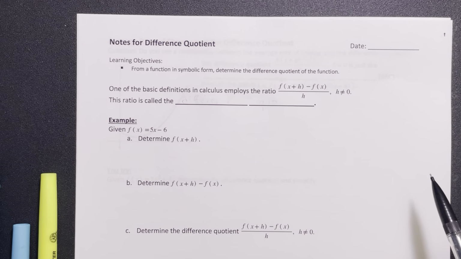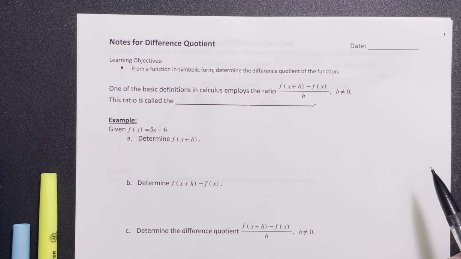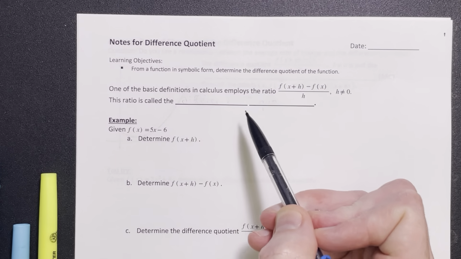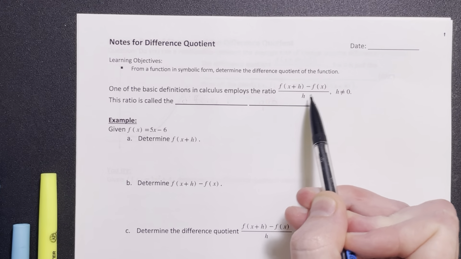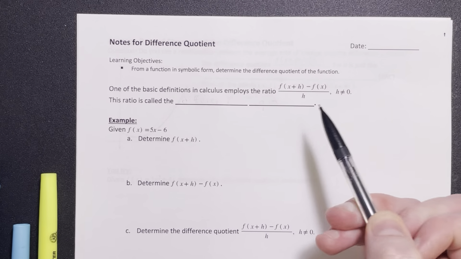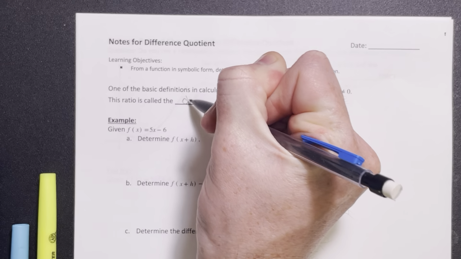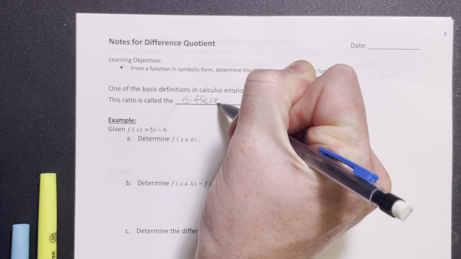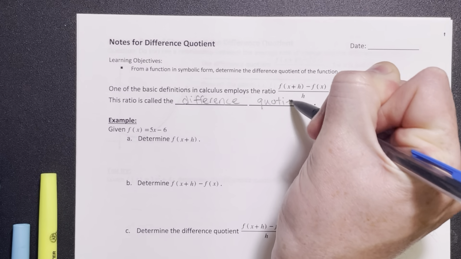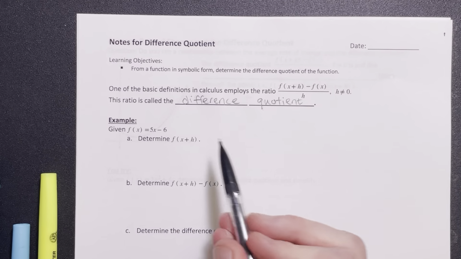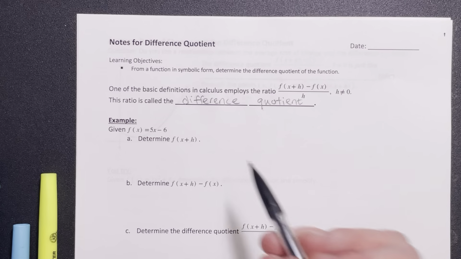In this lesson, we're going to talk about the difference quotient. One of the basic definitions in calculus uses this ratio: f of x plus h minus f of x, and the whole thing's divided by h. It's called the difference quotient, so it has a really important application to calculus. While we're not in a calculus class yet, we do know how to apply some of these function operations.